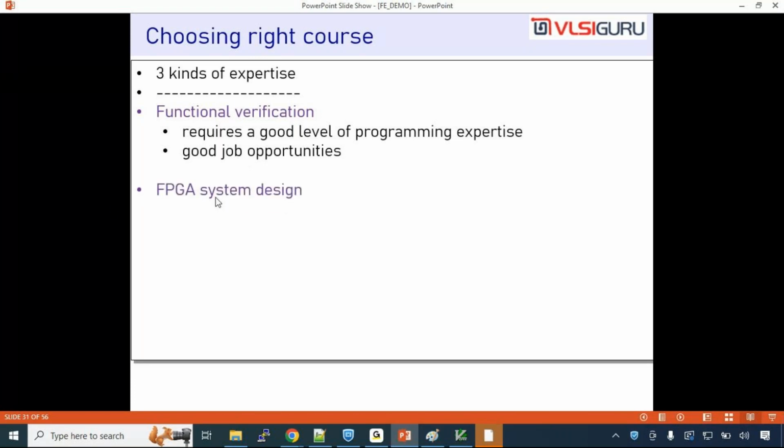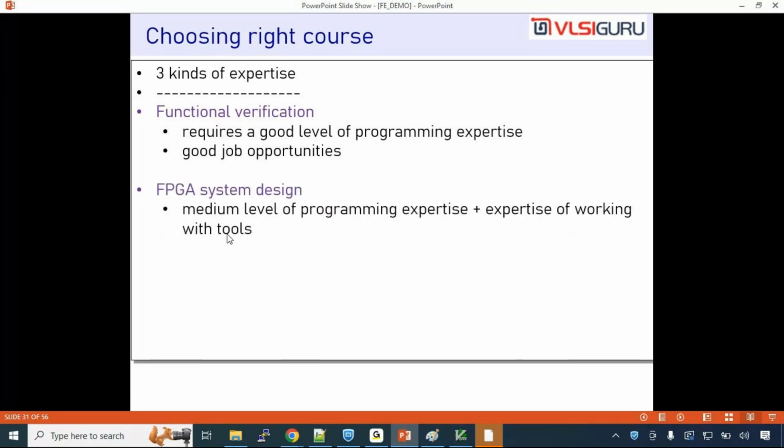Second is FPGA system design. It requires a medium level of programming expertise. Medium level, you don't need to be very expert, but some programming is compulsorily required, plus expertise in working with the tools. But it also has good job opportunities. Why good opportunities are there: less people undergo training. In FPGA, it's not because a lot of jobs are there, but because fewer people undergo training, and those few people automatically get the opportunity.